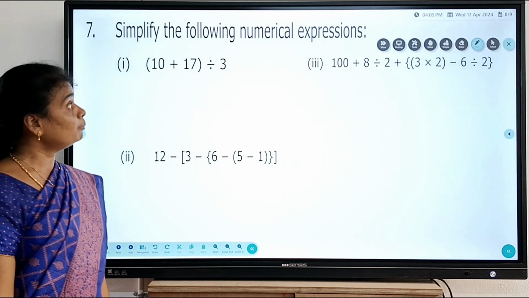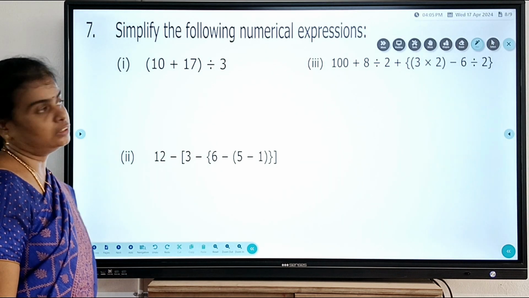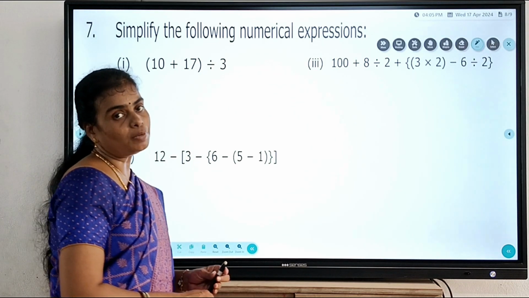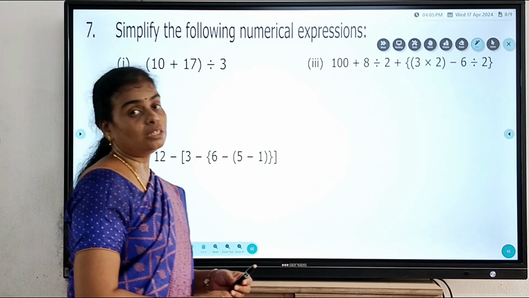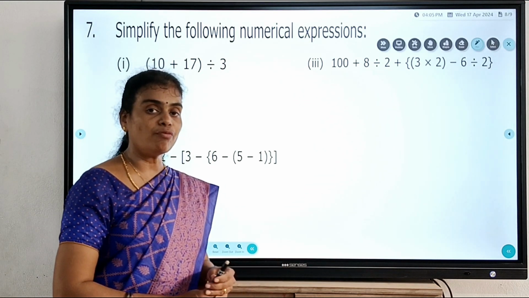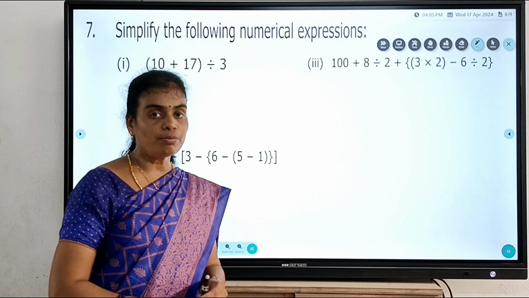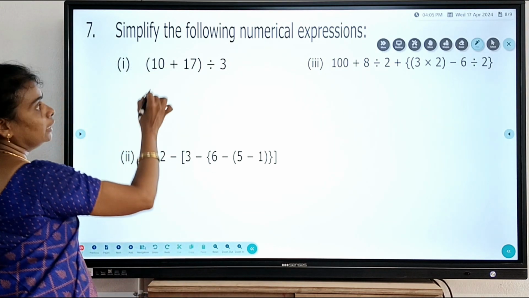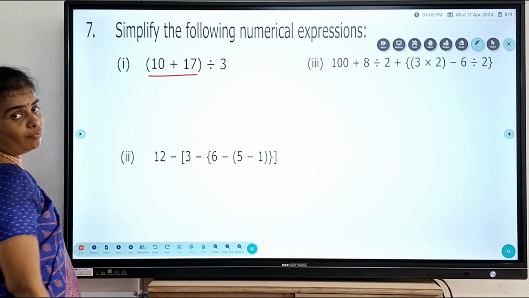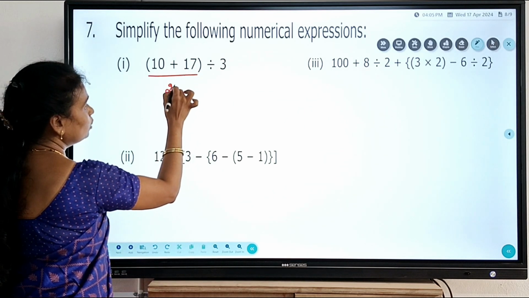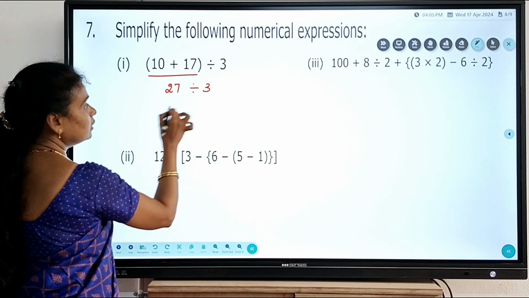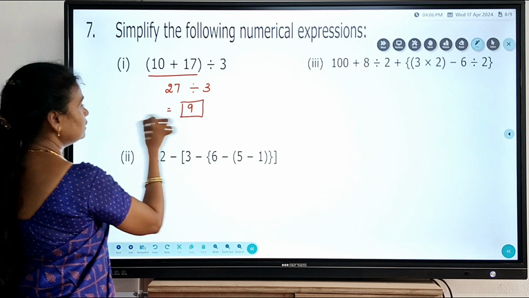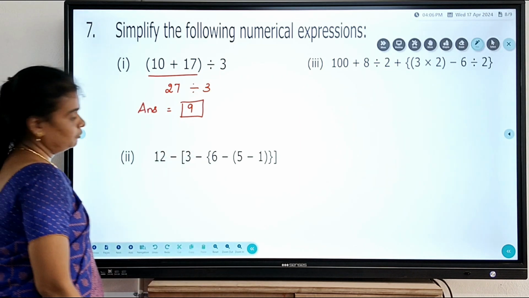The next one: simplify the following numerical expressions. In order to simplify these numerical expressions, we are going to use the order of operations that we have learned just now. That is BIDMAS: B for brackets, I for indices, D for division, M for multiplication, A for addition, and S for subtraction. So, in the first one, a bracket is involved, so this has to be solved first. 10 plus 17 is 27, divided by 3. And 27 divided by 3 is 9, since 3 nines are 27.